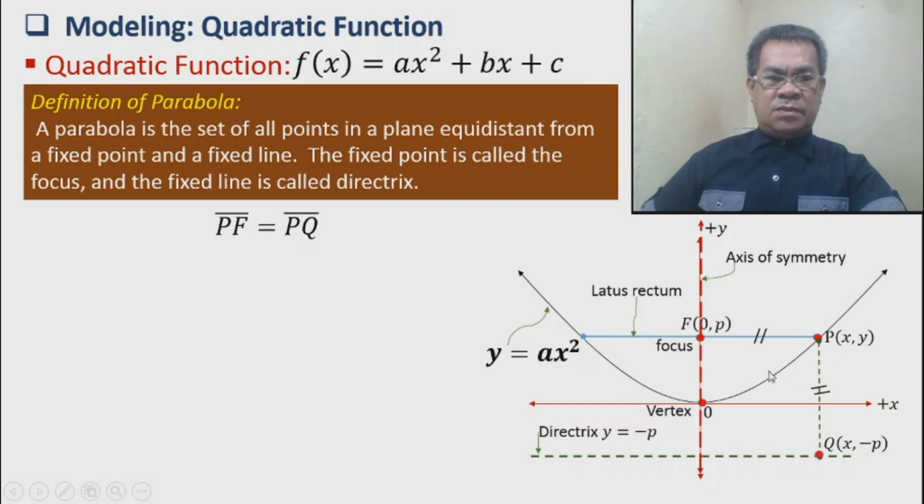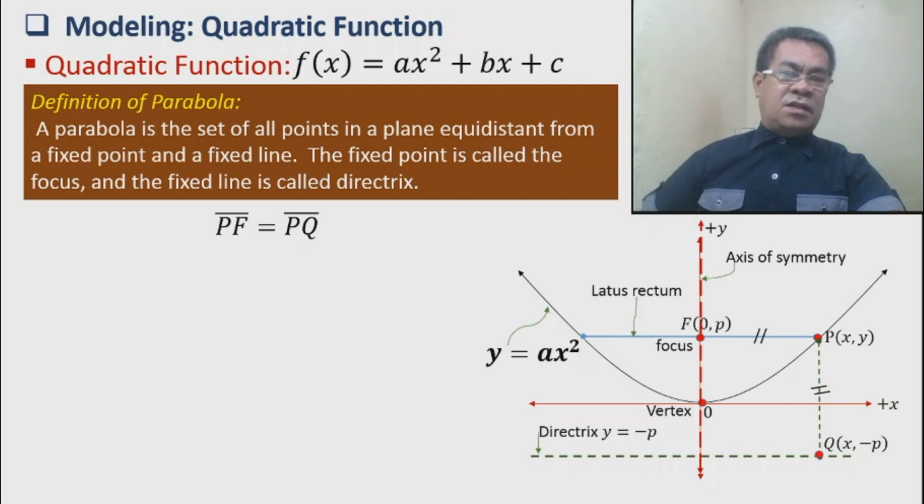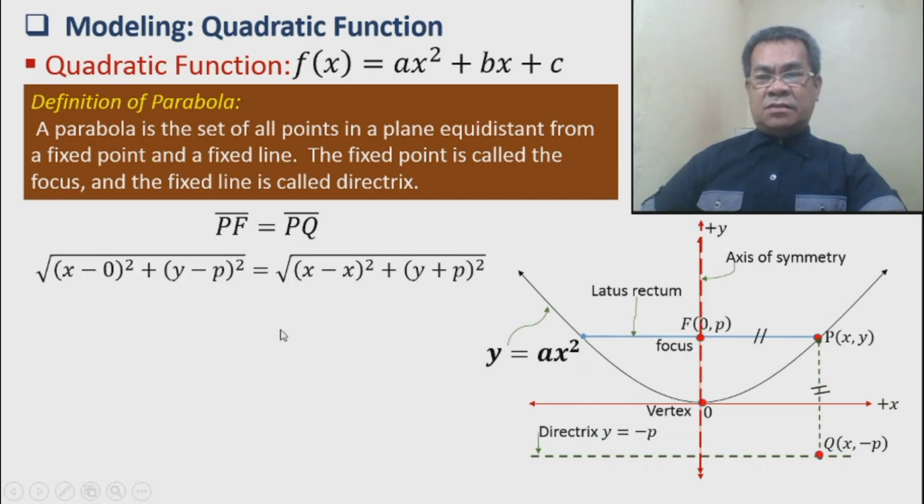So using the distance formula, the distance of P to F is the square root of x minus 0 squared plus y minus p squared. You have to recall your distance formula. Also, whatever length here should be the same. So the length of PQ is x minus x, and we have y minus p, then squared, then take the square root. So therefore, this will be the result.